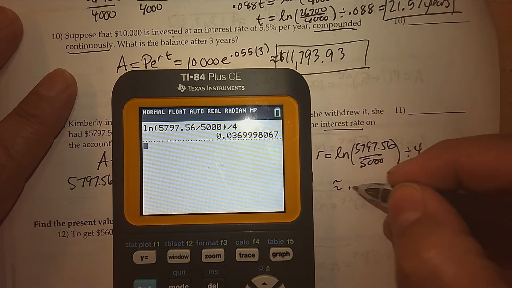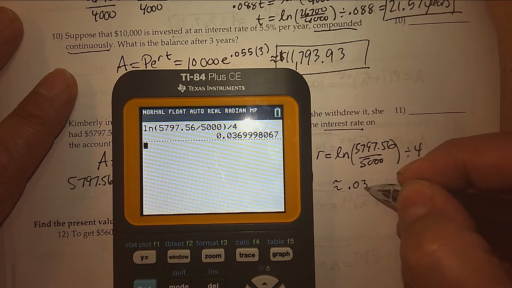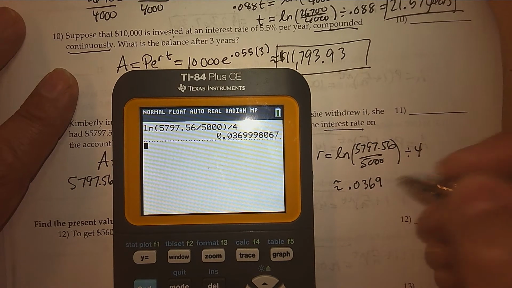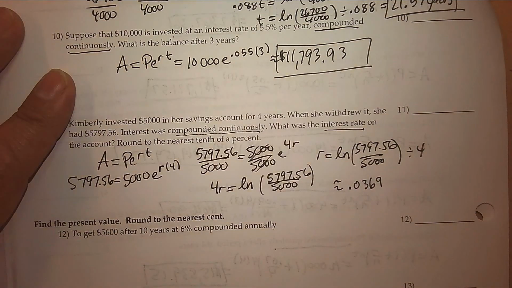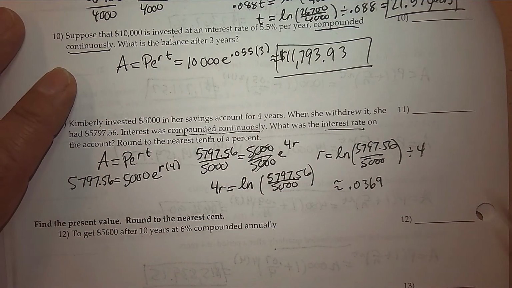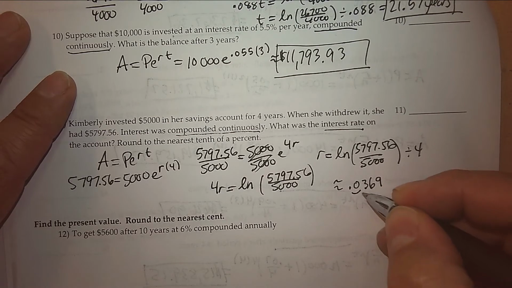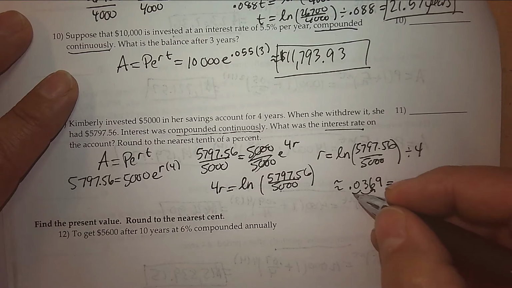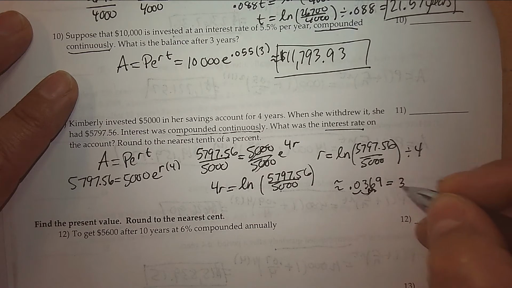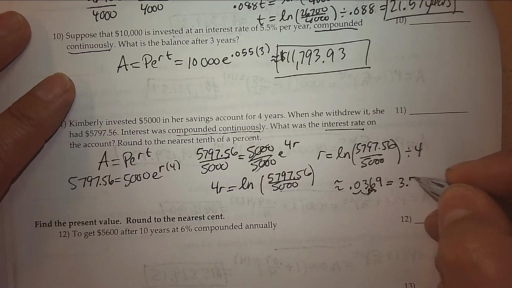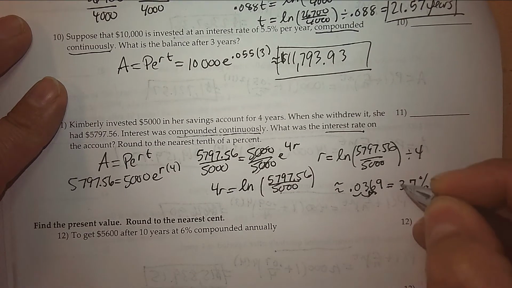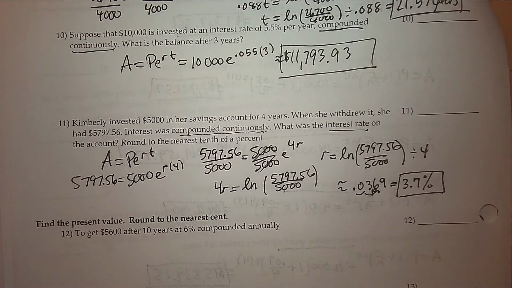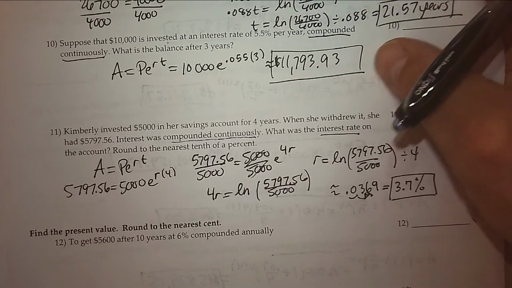I get 0.036 and then a bunch of 9s. So I'm going to round that up, and it says round to the nearest tenth of a percent. So we're going to move the decimal 2 to the right so that we understand that answer as a percent. When you move it 1, 2 to the right there is 3.69 and so on. To the tenth means you round to 1 decimal point for the percent. So what was the interest rate? It was 3.7%.